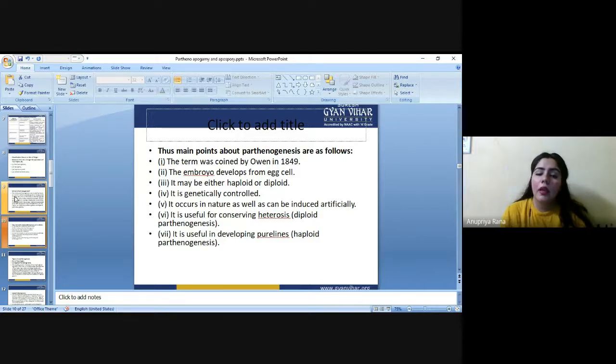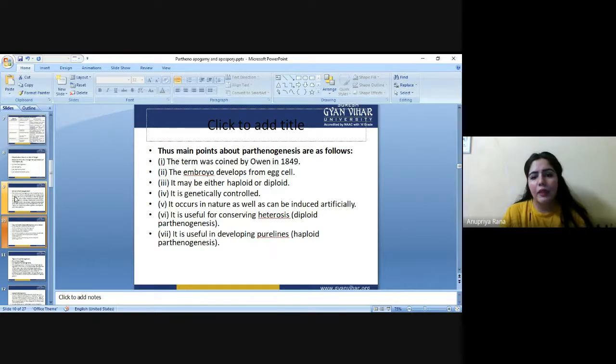So in a process like parthenogenesis, we can genuinely conserve these kinds of processes. That is very good, because we have what we want, and we can carry it forward. Next, it is useful in developing pure lines. That is very obvious because they do not conserve any kind of mixture, because there is no fusion of gametes. No other characters get introduced, so they develop pure lines. Haploid parthenogenesis is very efficient in developing pure lines.